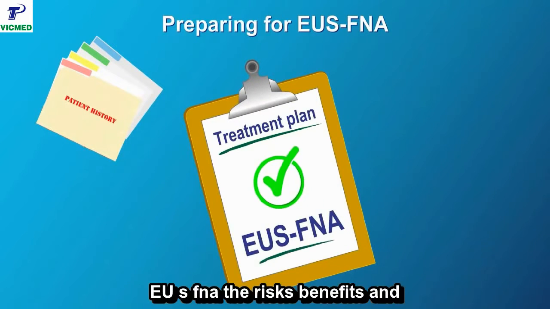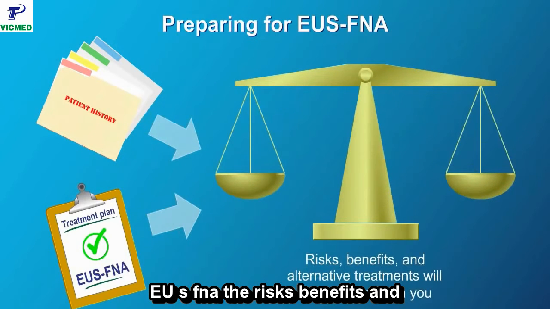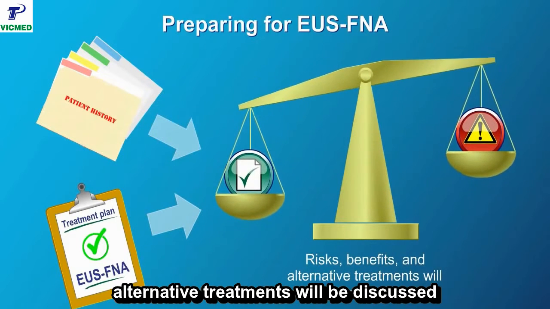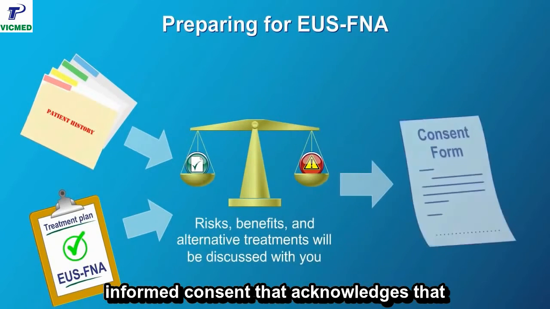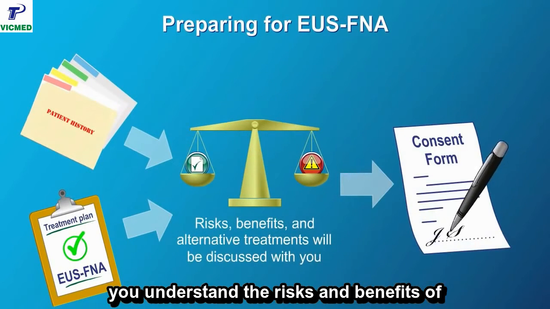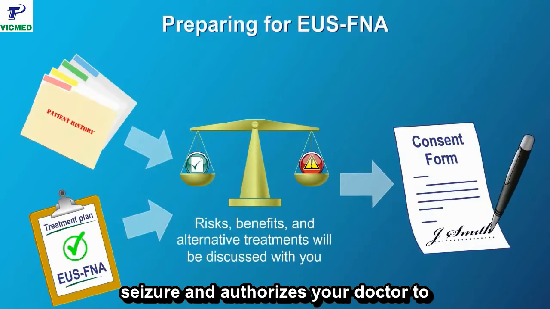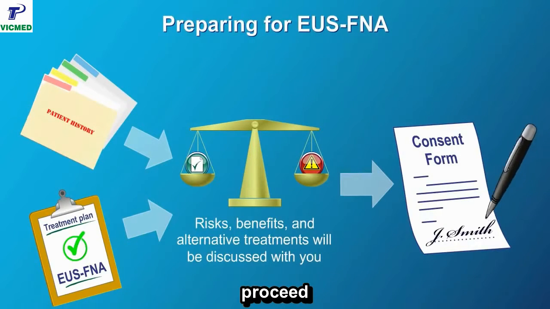Once your doctor has taken a full medical history, established a treatment plan, and has determined that there is a need for EUS-FNA, the risks, benefits, and alternative treatments will be discussed with you. You will be asked to sign an informed consent that acknowledges that you understand the risks and benefits of the procedure and authorizes your doctor to proceed.